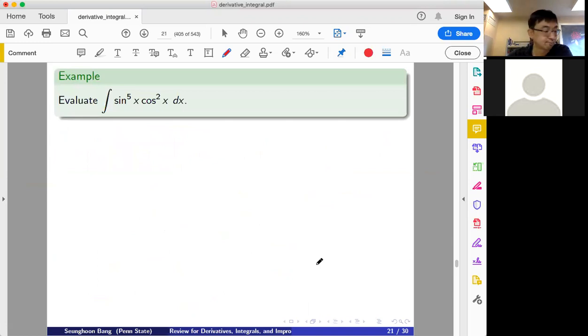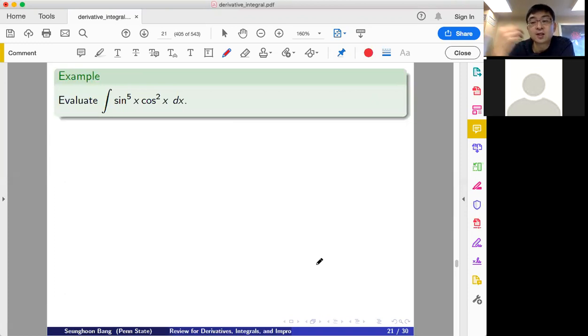The next type: integral of sine to the power 5 of x cosine squared of x dx. How can you solve? Do you remember this kind of problem? Use substitution, integration by parts, partial fractions, or trigonometric substitution, which one? Don't use trig sub, because when do you use trig sub?